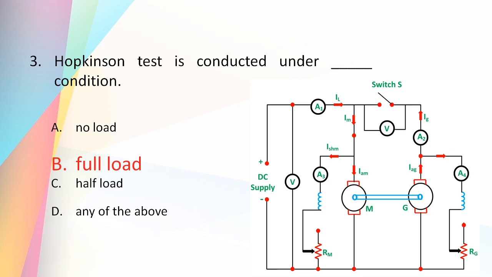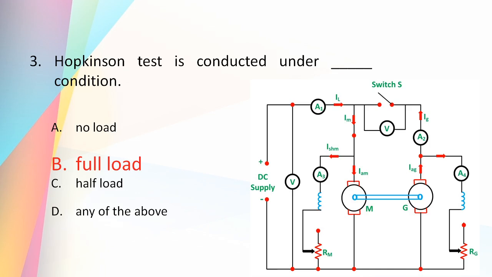When both the machines are running on full load, the supply input is equal to the total losses of the machines. Hence the power input from the supply is very small. And again, by using this method, we can determine the efficiency by finding out the losses of the machines.